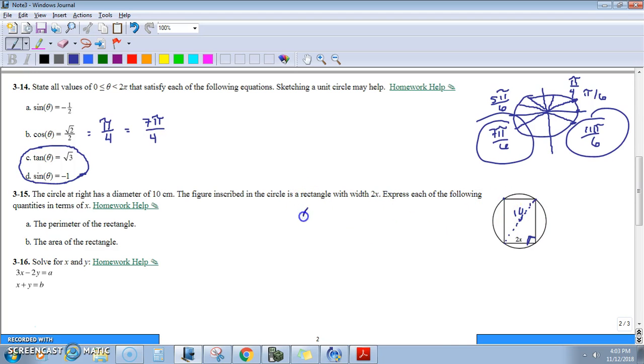So I know that 2x squared plus some value, let's just call it the other side, or even just question mark. I don't want to call it x because I'm already working with x. I could just call it b, but whatever it is needs to stand for the other side of that triangle right there, which is also the other side of the rectangle, equals, and then 10 squared is 100.